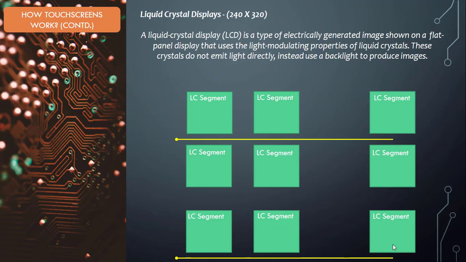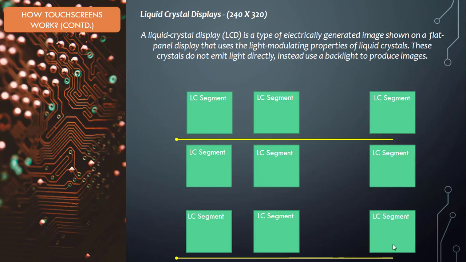Let's now discuss liquid crystal displays. What are they? A liquid crystal display is a type of electrically generated image shown on a flat panel display, as you see on our TVs, laptops, or any other electronic gadget. They use the light modulating properties of liquid crystals. These crystals do not emit light directly. Instead, they use a backlight to produce images. It's important to know here that these liquid crystals do not emit light, but they use the light in the background to generate colors.